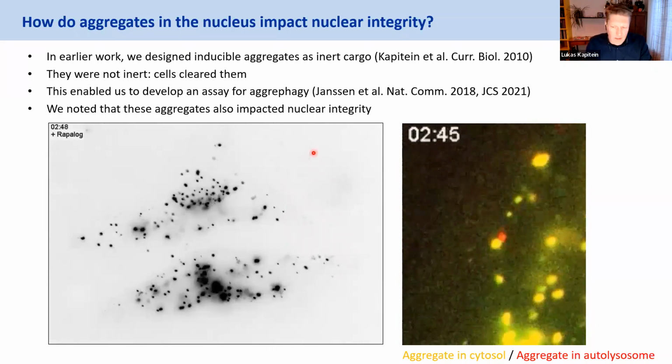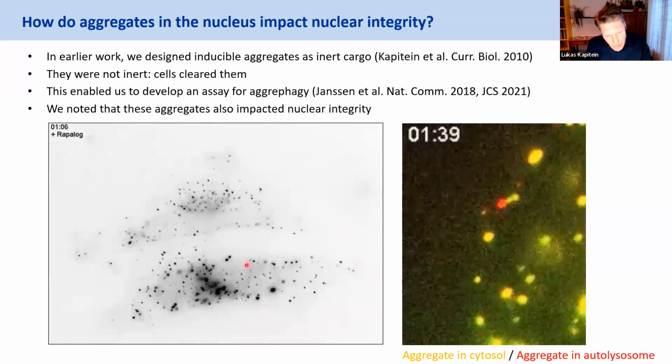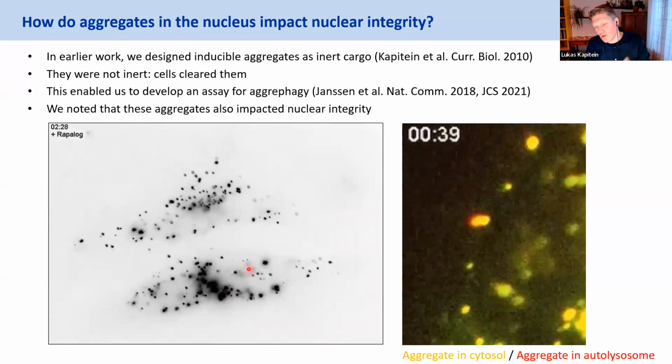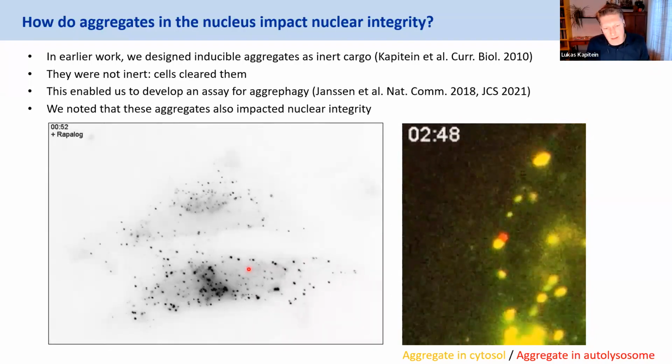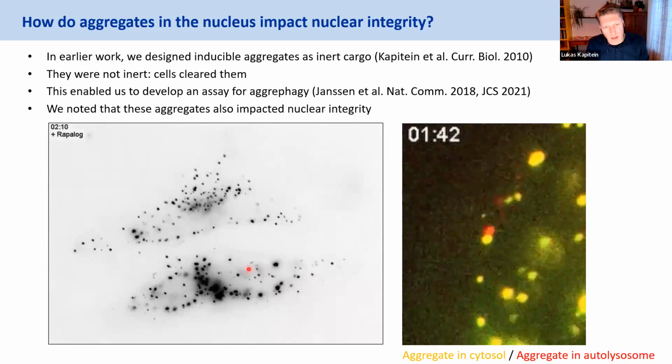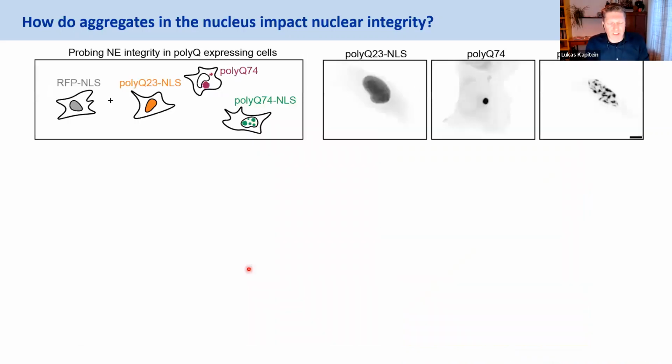And then in some experiments, we targeted them to the nucleus, and we found that having aggregates in the nucleus was actually impacting the integrity of the nucleus. And of course, this is a very highly artificial system, so we decided to study this for real pathological aggregates, and we focused on the Huntington protein, because it's known from mouse tissue and other pathology experiments that they often form also in the nucleus.